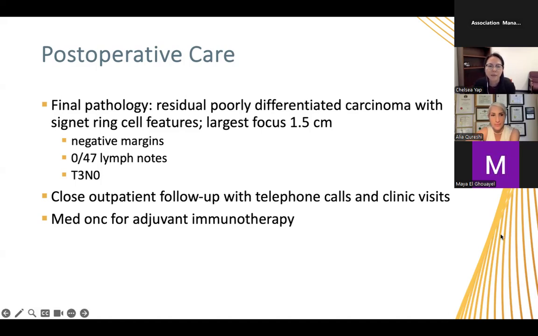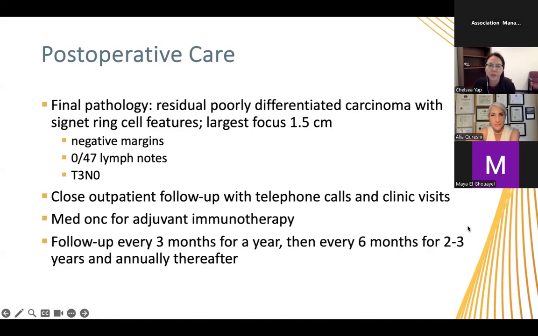And then this patient did follow up with medical oncology for adjuvant immunotherapy. And then we see them about every 3 months for a year, then every 6 months for 2 to 3 years, and then annually after that.